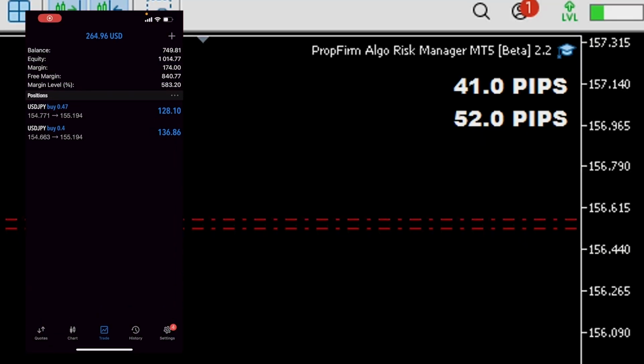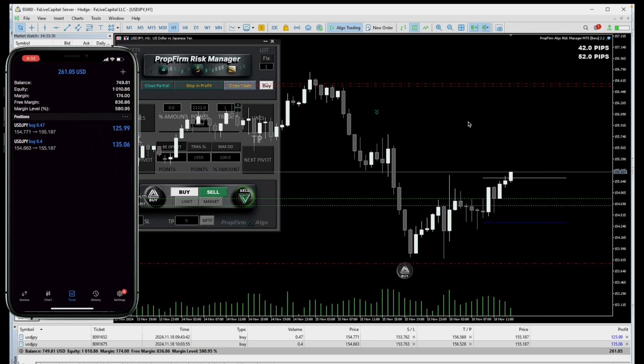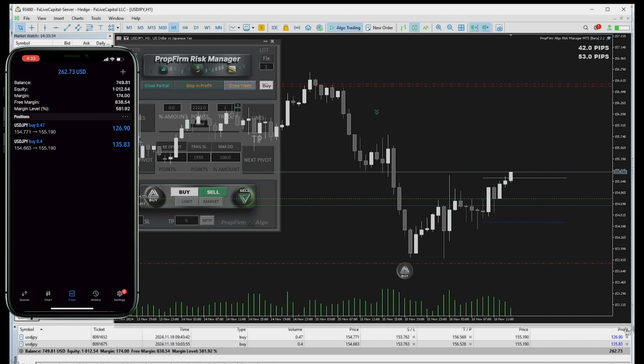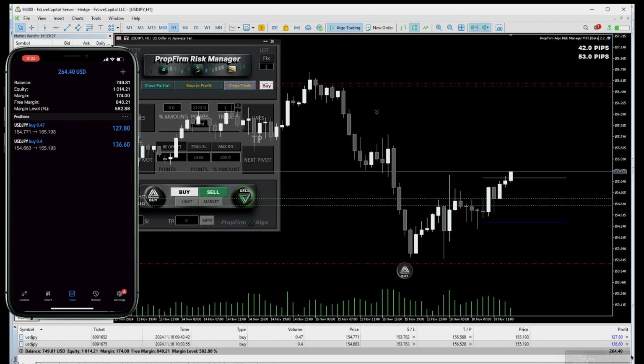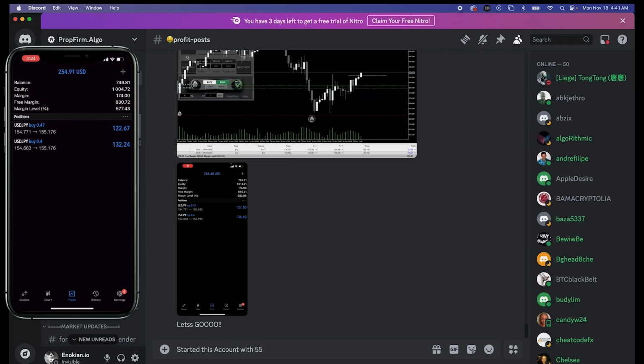A few moments later. All right, so now we're up 52 pips on this trade. I'm gonna screenshot this quick and send it out. Let's go. It really does not get more transparent than this. We have shared every single trade and every step of the way.